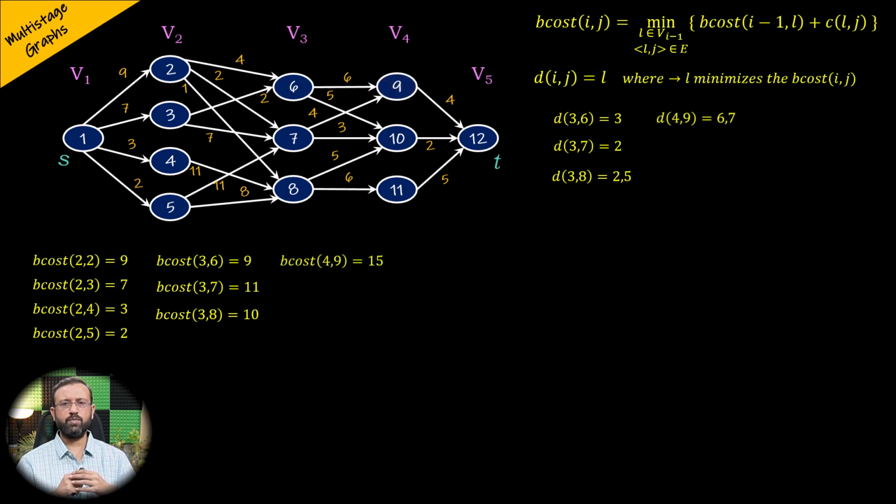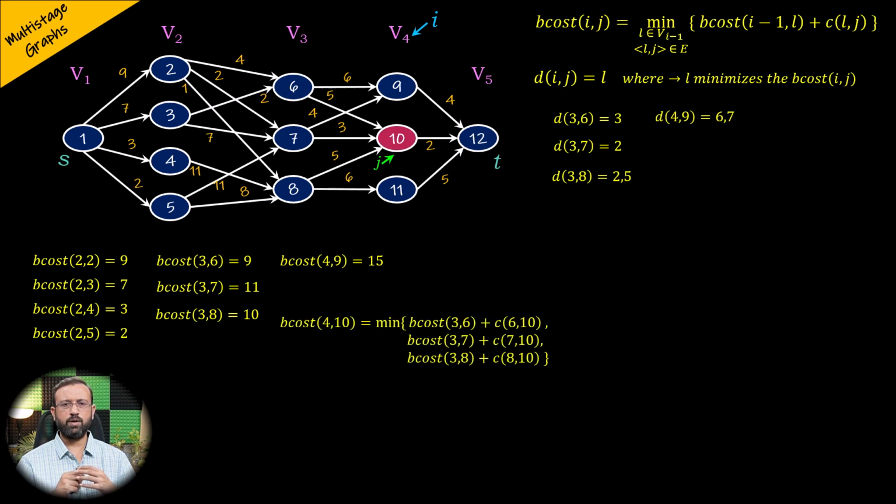Then we have to compute the cost of the path from stage 4 and vertex 10, which is the b cost of 4 comma 10, since i is the stage, which is 4, and j is the vertex in that stage, which is 10, and is equal to the minimum of b cost of 3, which is the previous stage, and vertex 6 plus the cost of the edge from vertex 6 and vertex 10. Then the b cost of 3, which is the previous stage, and vertex 7 plus the cost of the edge from vertex 7 and vertex 10, and b cost of 3, which is the previous stage, and vertex 8 plus the cost of the edge from vertex 8 and vertex 10.